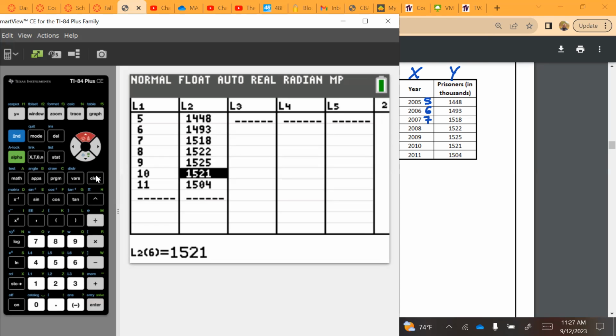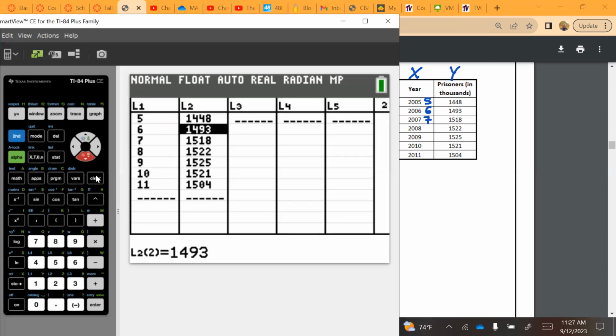If instead of 1448 you accidentally do 1449, that'll throw it off, but not by much. But if instead of 1448 you do 2448, well, now instead of that number being off by one prisoner, it's going to be off by 1,000 prisoners, and therefore it's going to make more of a difference.